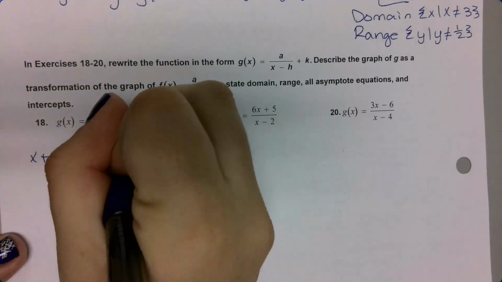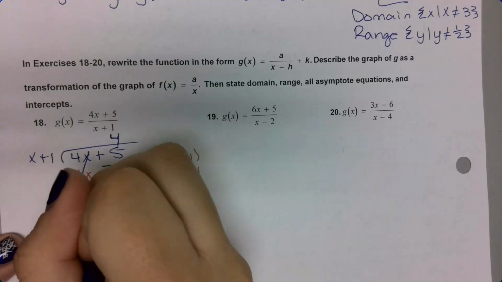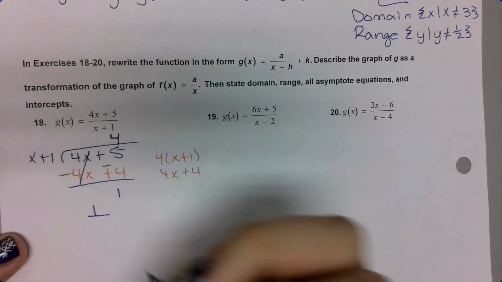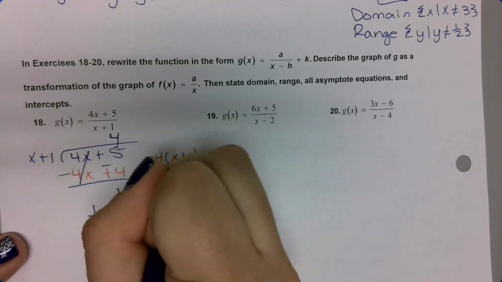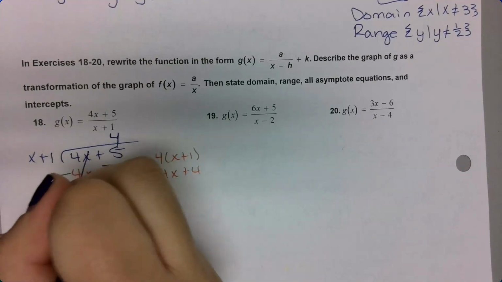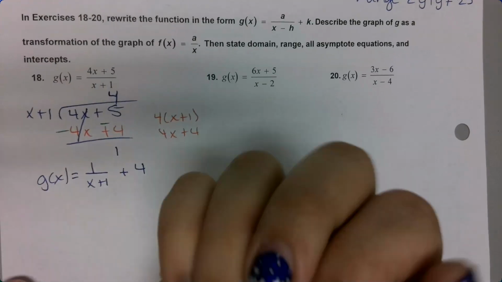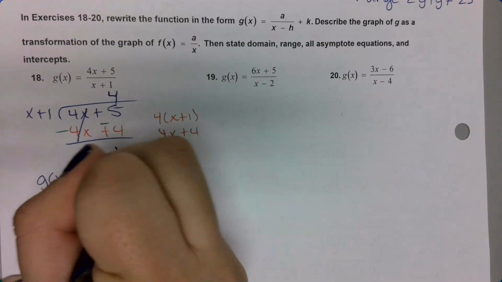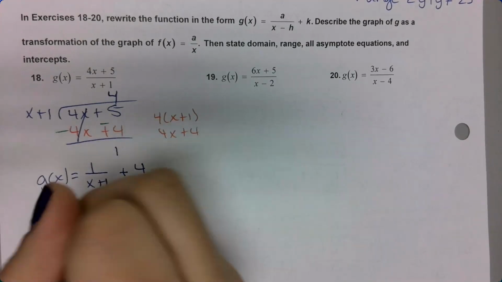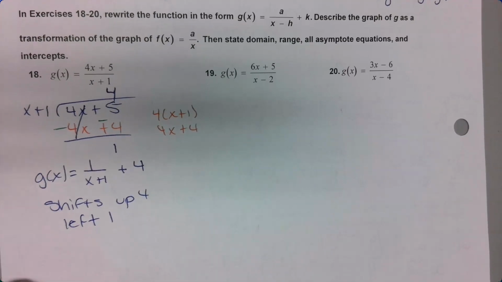I multiplied by a 4, so I put the 4 up there. This cancels out and gives me 1. So I'm going to rewrite it with the remainder first. I have 1 over x plus 1 plus 4, and this is g of x. It wants domain, range, asymptotes, intercepts, and transformations. So I'm going to start off with my transformations. It goes up 4 and left 1, opposite the sign with the x.